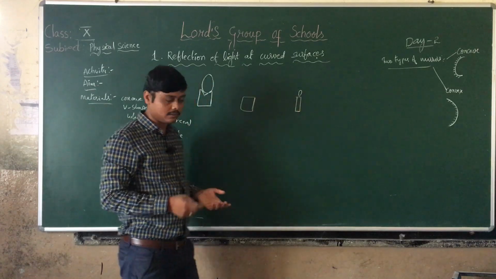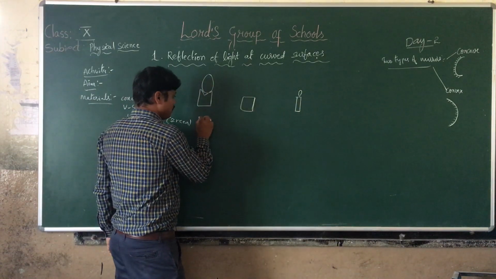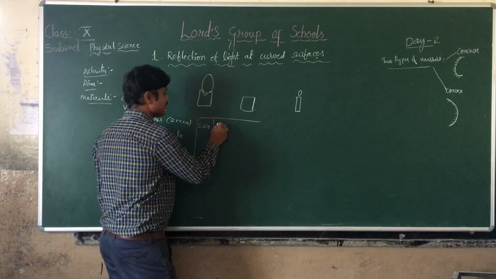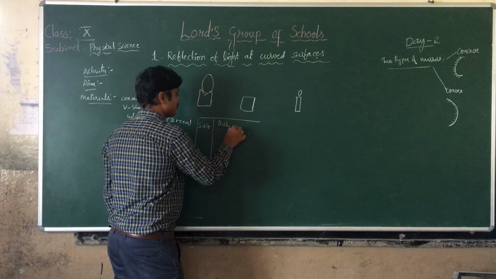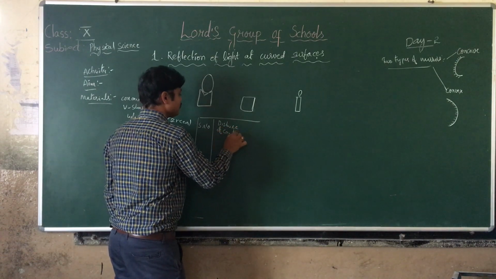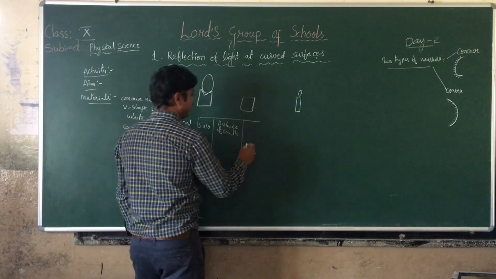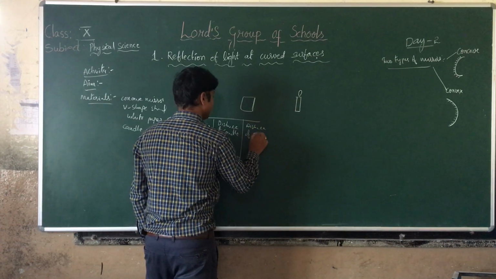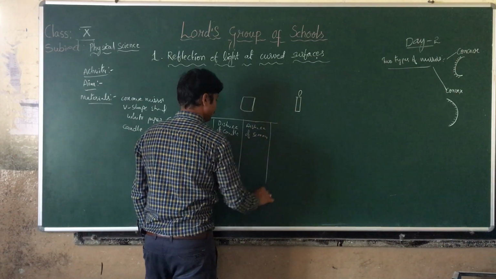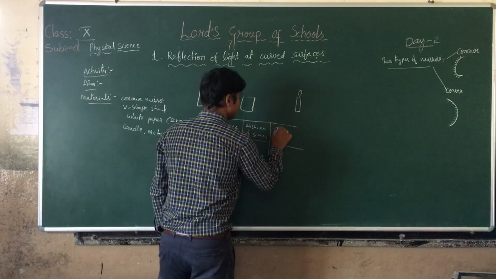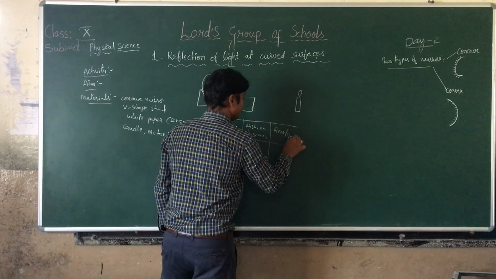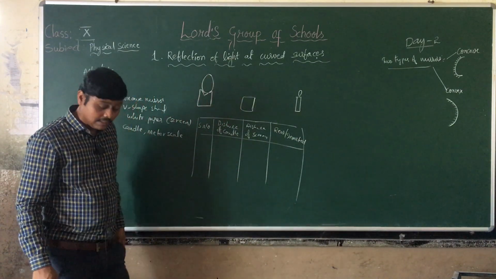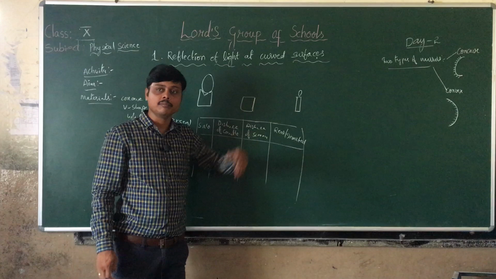And let us note that down. So in a table, let us take serial number 1, distance of candle, distance of screen, and is it real or inverted? First we will note down; later we will write all the kinds of images.